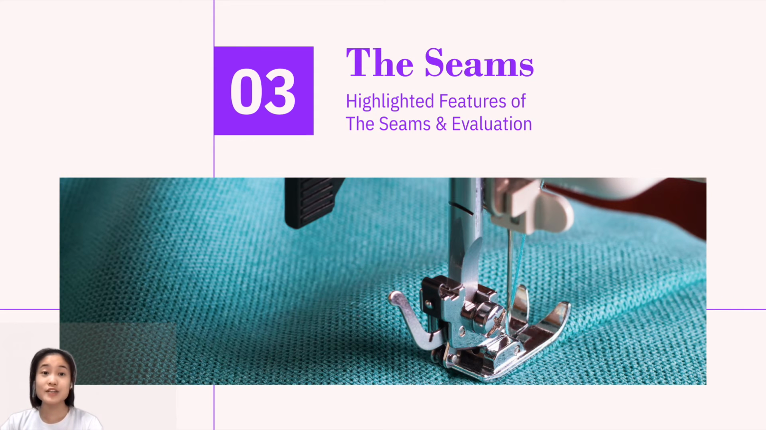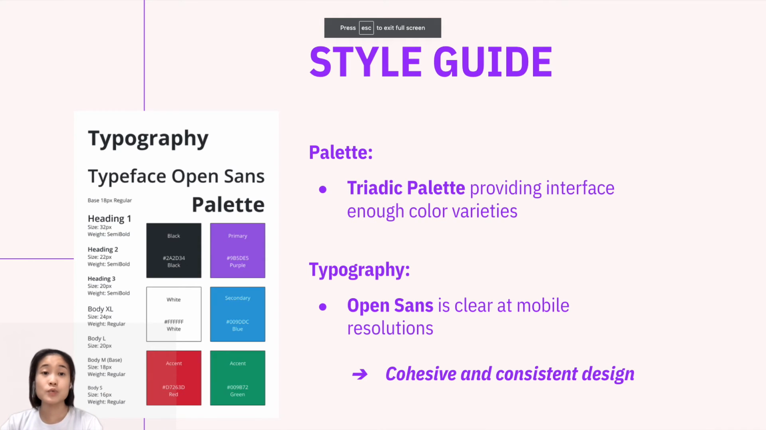Now, let's take a look at the seams and how user evaluations shaped our final product. On the meta level, we chose a triadic palette to provide our interface good color variety, with purple as our main color signifying creativity. We also selected the sans serif font Open Sans as it is clear at mobile resolutions with a clean typeface. These ensured a cohesive and consistent design throughout the application, applying Nielsen's fourth usability principle.